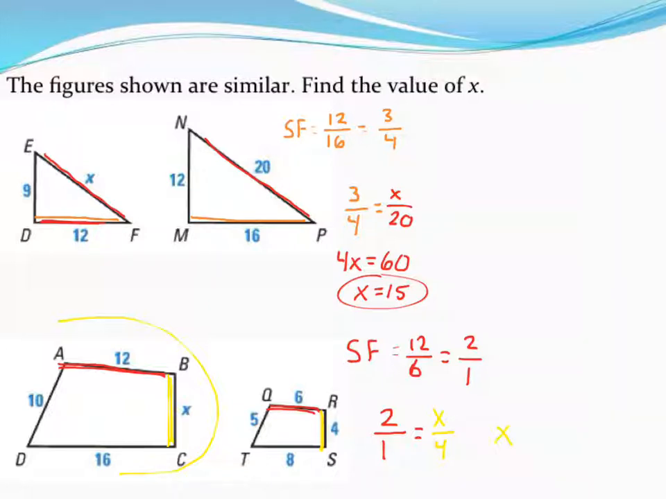Well, that's an easy one. I'm going to have x equal to 8 when I cross multiply. Some of you may have known that x was 8 without cross multiplying, since we had said the bigger figure is twice as large as the smaller one. Knowing that the small side right here is 4, I could just double that and find 8 for this side over here.